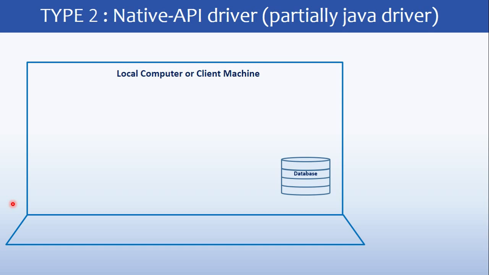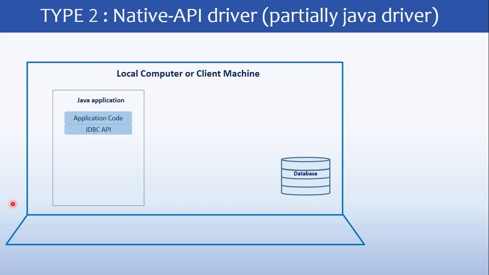We have seen the type 1 driver, and in this tutorial we are going to talk about the type 2 driver, that is native API driver, or sometimes it may be called partially Java driver. So we know that drivers help us to communicate from the Java application to the database. So I'm having a Java application and I have written some application code in it. Through the JDBC API and type 2 native API driver, I want to communicate with the database.